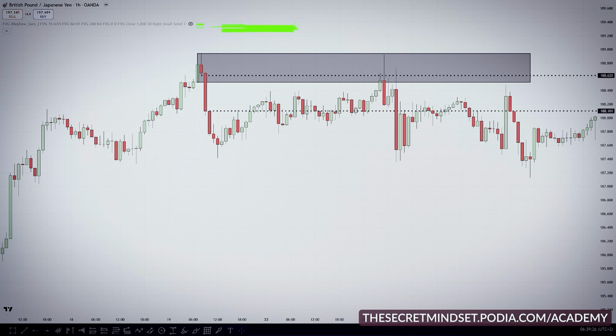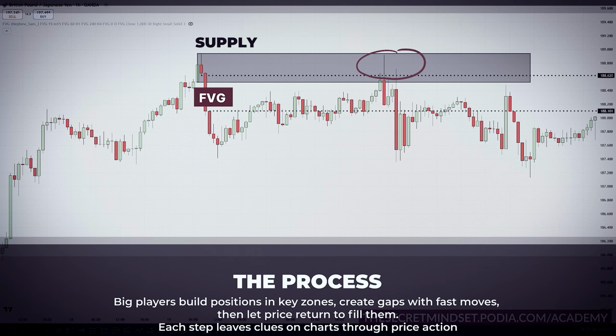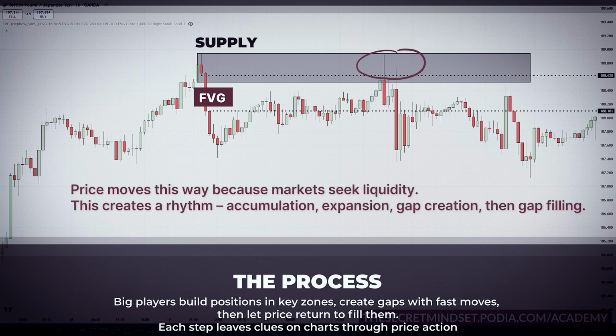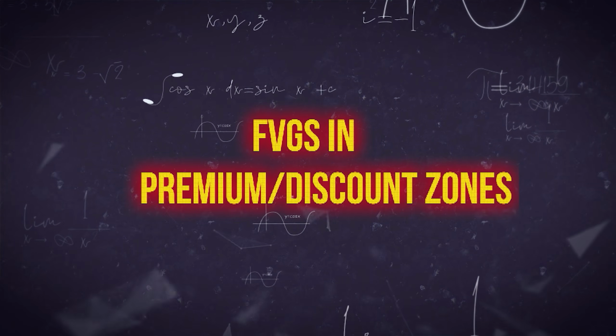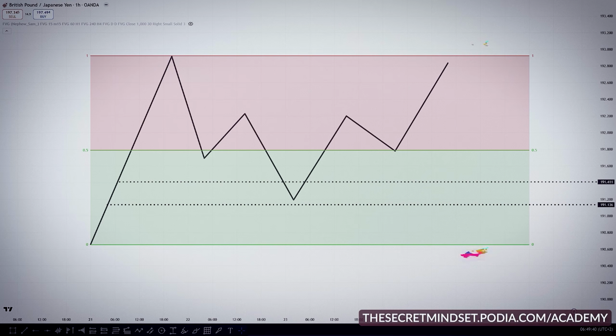This is a clear example of how big players move markets. They build positions in zones, create gaps with fast moves, then let price return to fill them. Each step leaves clues on charts through price action. Price moves this way because markets seek liquidity. This creates a rhythm you can trade: accumulation, expansion, gap creation, then gap filling. Fair value gaps in premium or discount zones show where smart money plans their moves.